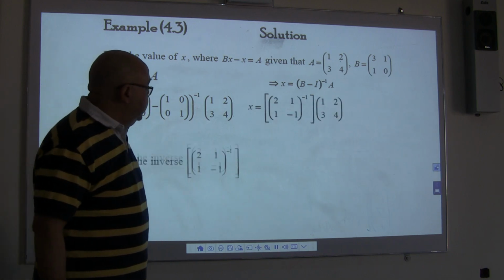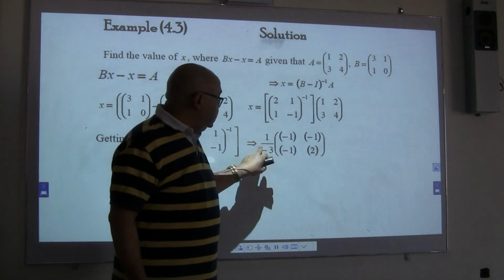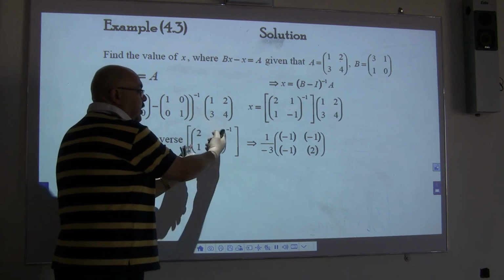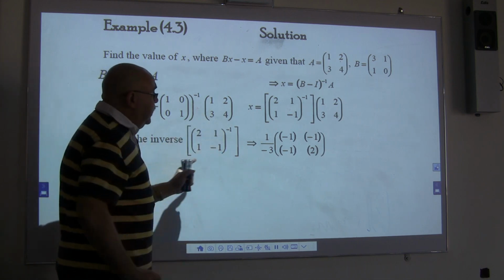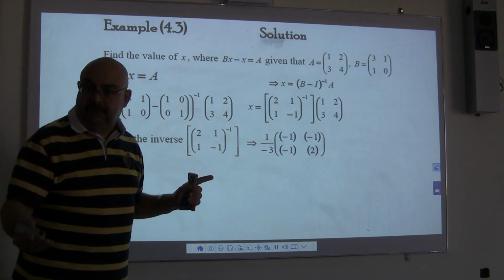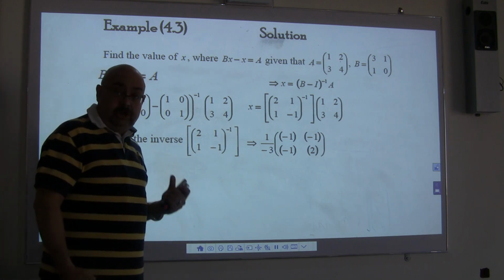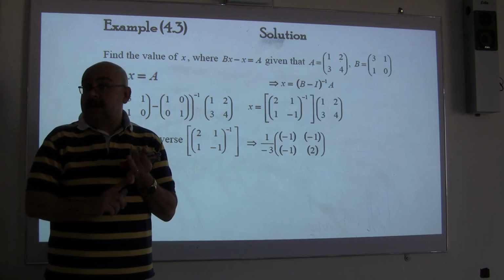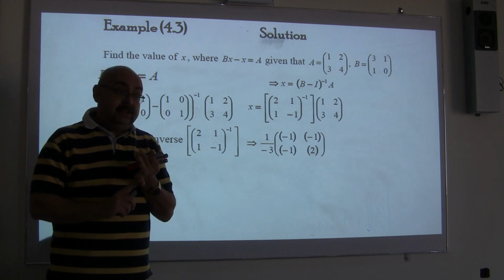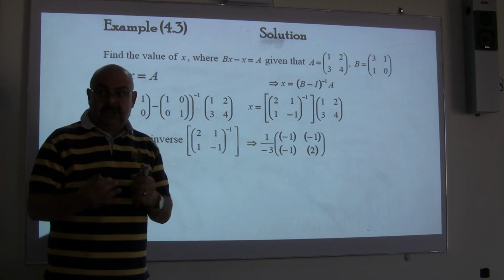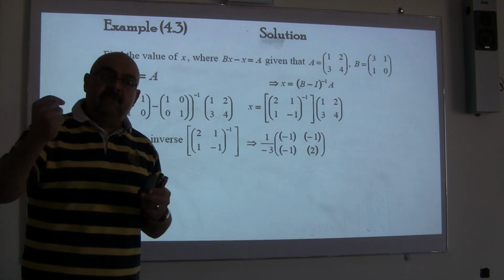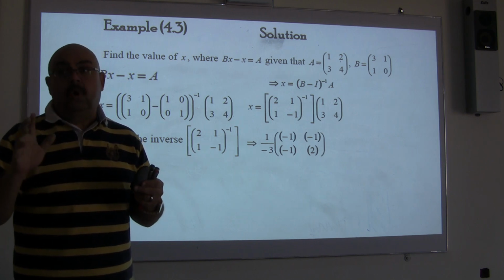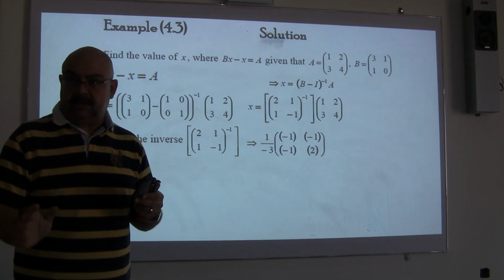Then I will go through the steps of the inverse, as I told you previously. I will just replace these two numbers, change the signs of the secondary diagonal, and then multiply by the value of the determinant. If you remember, in the previous session, I gave you how to get the inverse of a 2 by 2 matrix, and how to get the inverse of a 3 by 3 matrix. Hopefully by the end of this week, you will be able to get the inverse of any matrix using the elementary operations.